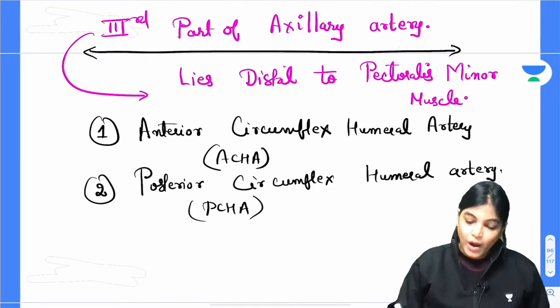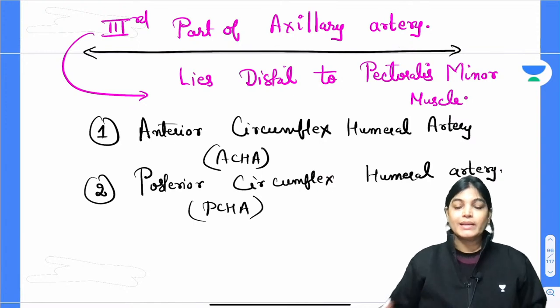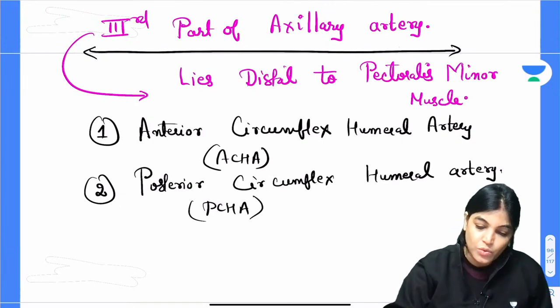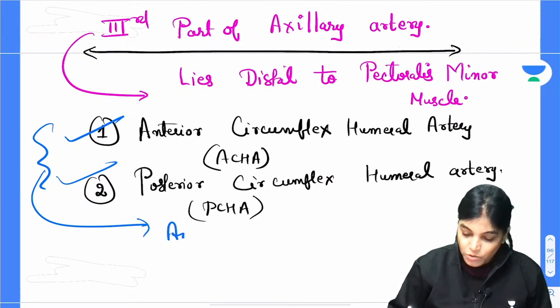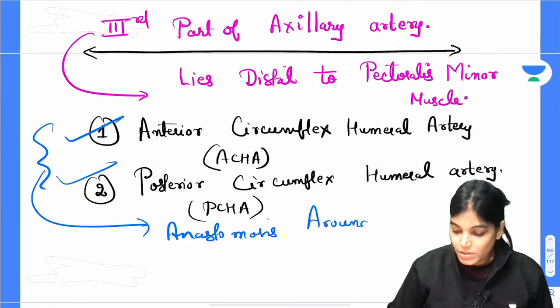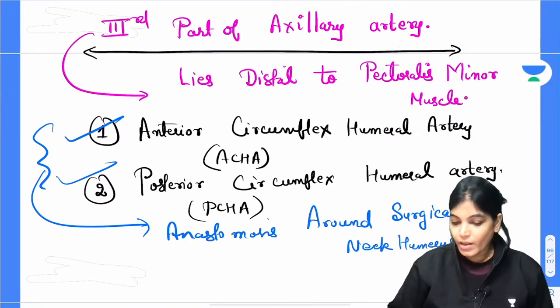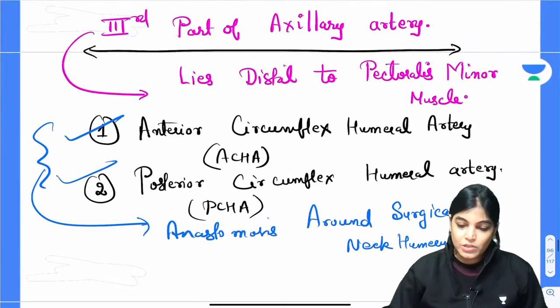And why are the anterior and posterior circumflex humeral arteries very important? Because these two arteries form an anastomotic network. They form an anastomosis around the surgical neck of humerus bone.